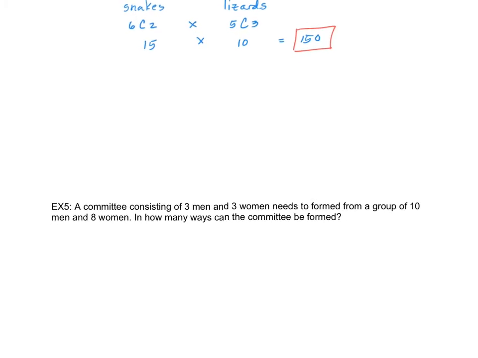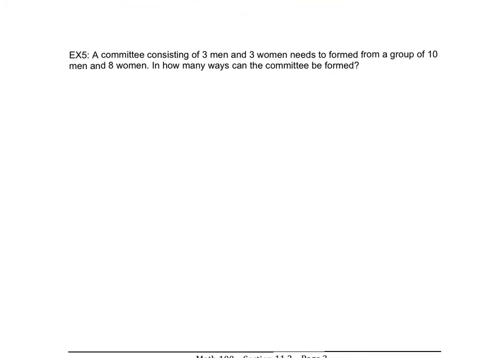Let's try this again. Last example of this section. A committee consisting of 3 men and 3 women needs to be formed from a group of 10 men and 8 women. In how many ways can the committee be formed? Okay, so I need to choose 3 men from a group of 10 men. So I do have men. And the other group would be the women. And I have to choose 3 women from 8 women.